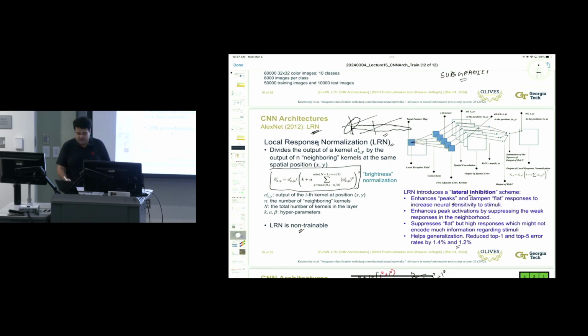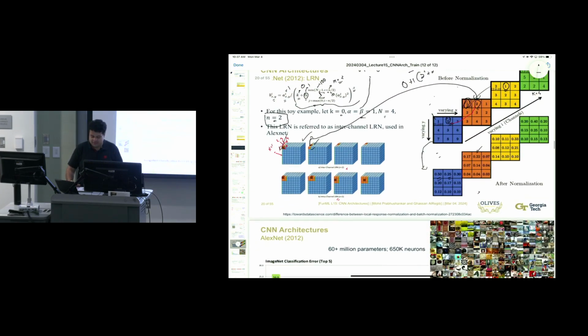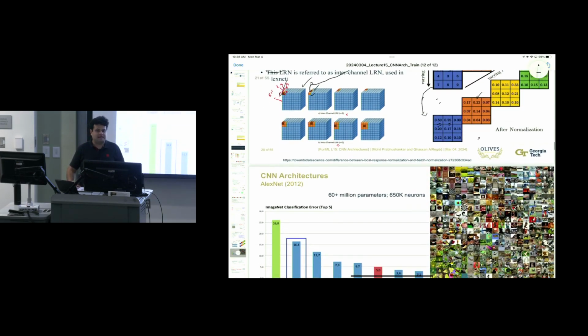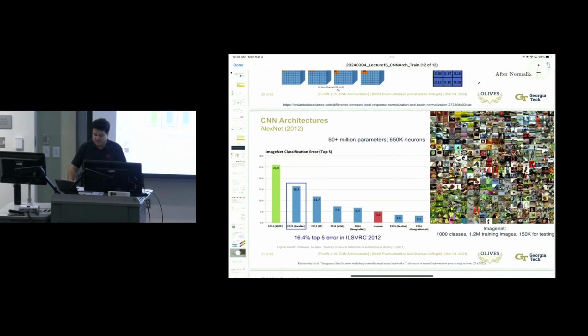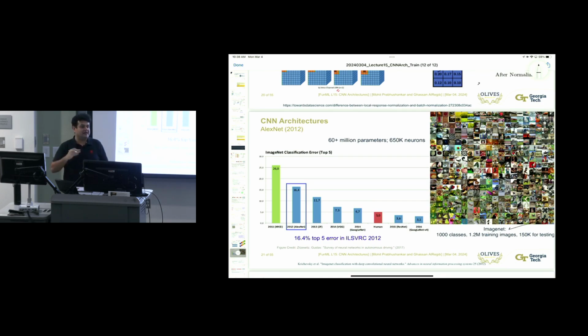The top 1 and top 5 error rates are decreased by 1.4% and 1.2%. Now, whenever I say that the error rate decreased, a very important thing is this ImageNet dataset. So again, datasets are very important when we discuss these architectures. MNIST is a very simple dataset. Back in 2012, we had this thing called the ILSVRC challenge, and until this point, before 2011, we had models that were not based on deep learning.